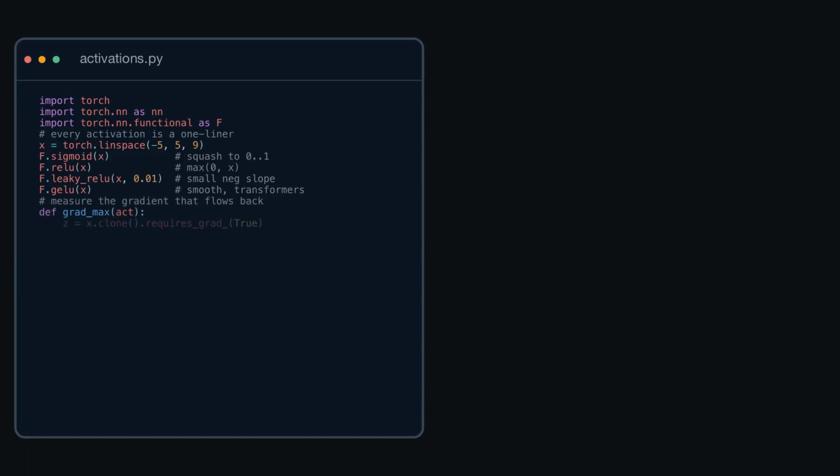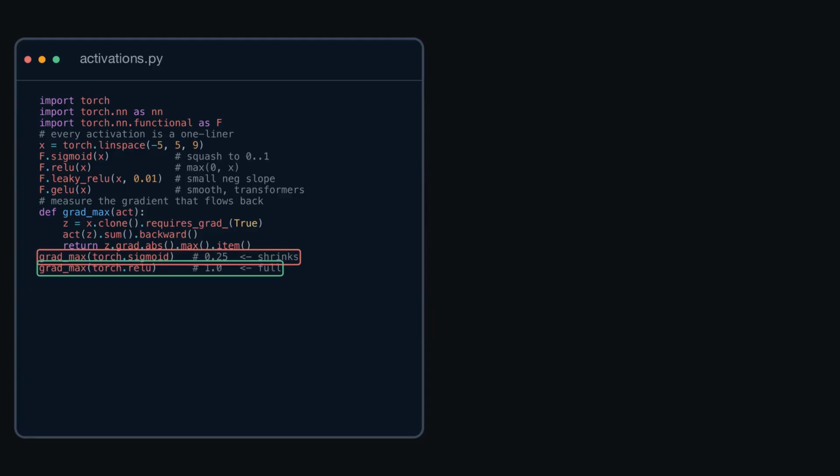Now the part that actually matters. Let's write a tiny helper that measures the biggest gradient an activation lets through. It uses the same autograd from the backprop video. Turn on tracking, call backward, and read the gradient. And here is the moment of truth. We run our helper on sigmoid and on ReLU.